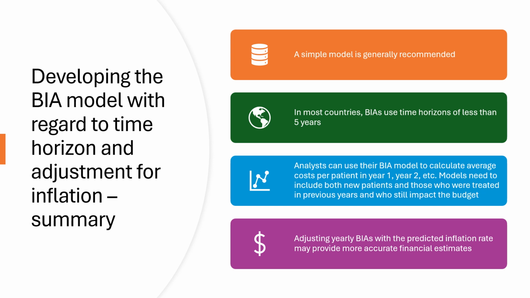Developing the BIA model with regard to time horizon and adjustment for inflation. Summary. A simple model is generally recommended. In most countries, BIAs use time horizons of less than 5 years. Analysts can use their BIA model to calculate average costs per patient in year 1, year 2, etc. Models need to include both new patients and those who were treated in previous years and who still impact the budget. Adjusting yearly BIA with the predicted inflation rate may provide more accurate financial estimates.